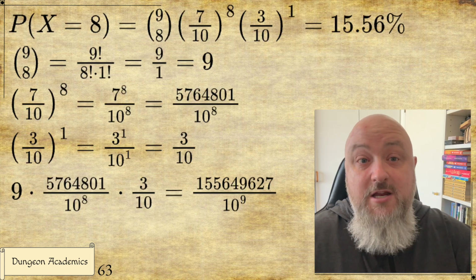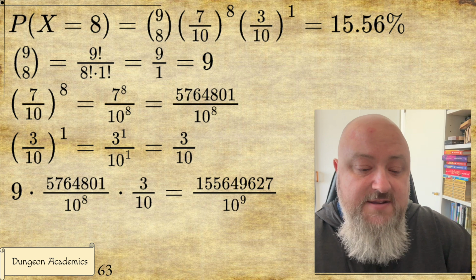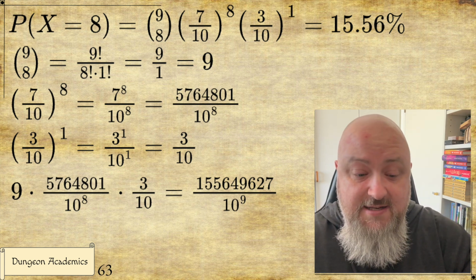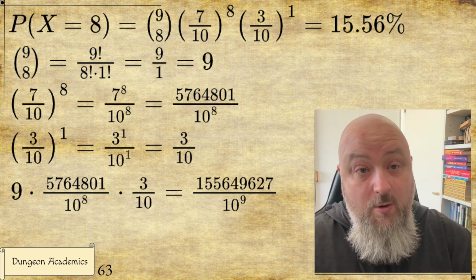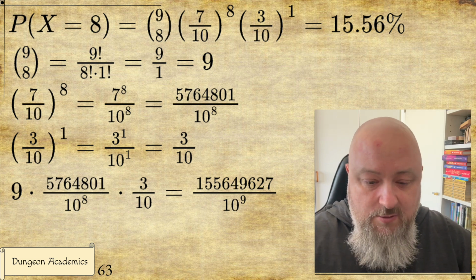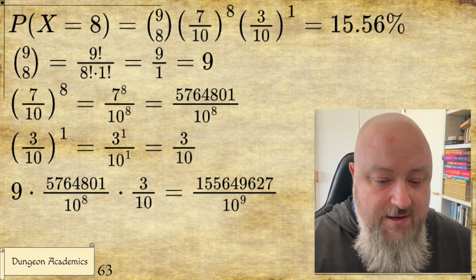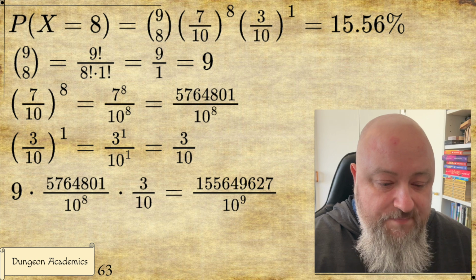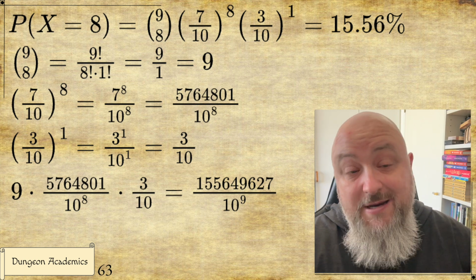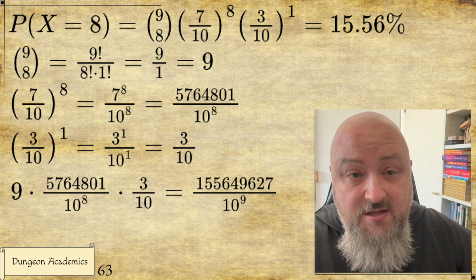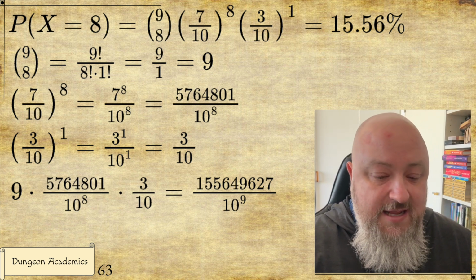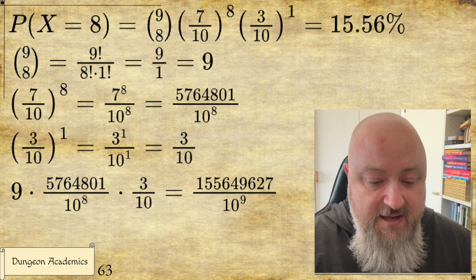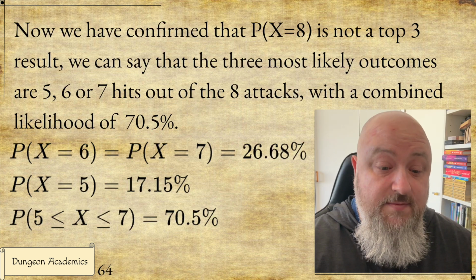Well, that's going to be 9 choose 8, and 7/10 to the power of 8 for 8 hits, and 3/10 to the power of 1 for 1 miss. We multiply all that together, we get 15.56%. This is a little bit less than the probability for 5 hits. So we know the 3 most likely outcomes are now 5, 6, and 7 hits.